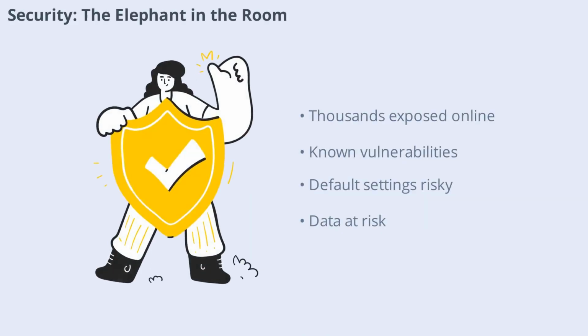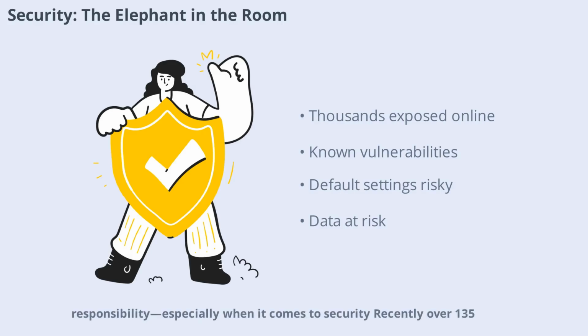With great power comes great responsibility, especially when it comes to security. Recently, over 135,000 OpenClaw instances were found exposed to the internet, with tens of thousands vulnerable to known exploits. The default configuration binds to all network interfaces, which can leave your agent and all your data open to attack if not properly secured. It's critical to take security seriously when deploying your own AI agent.